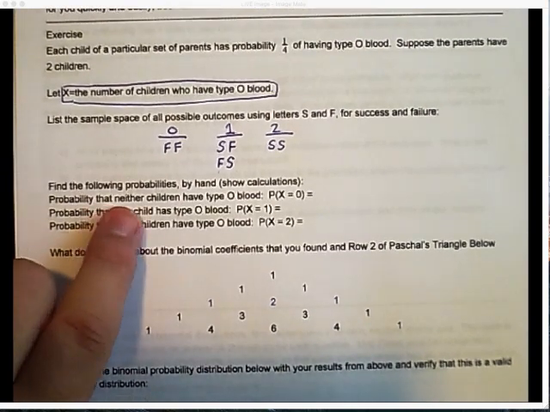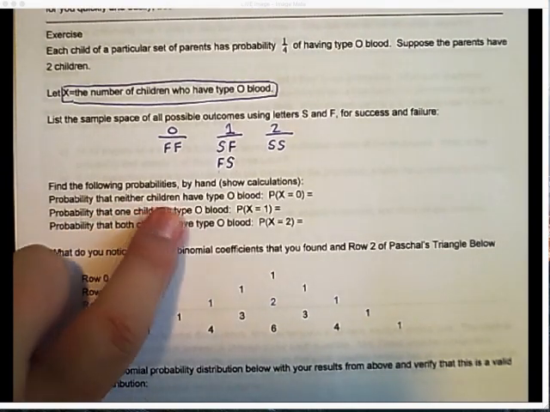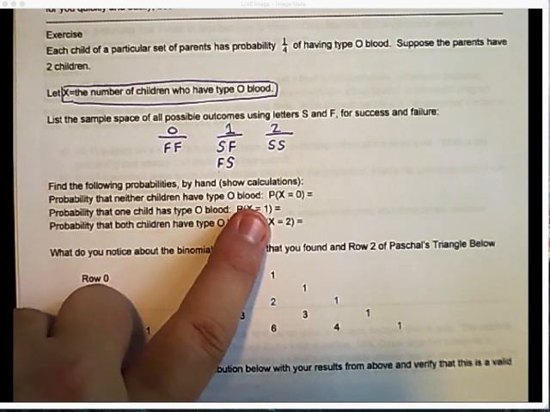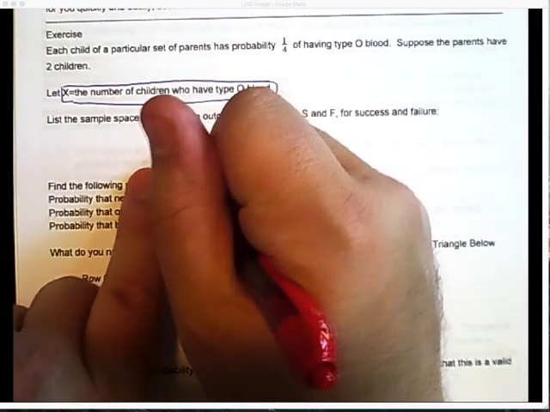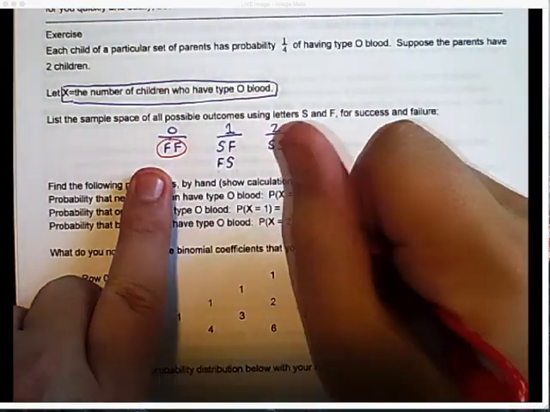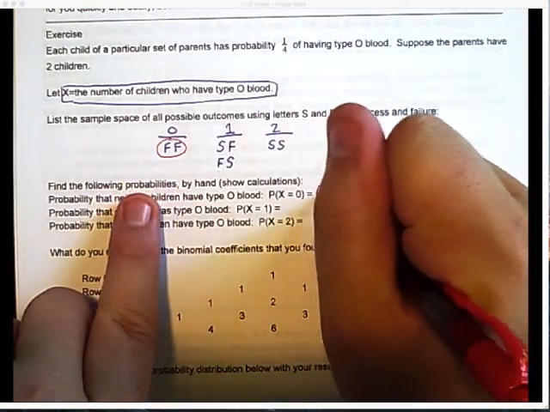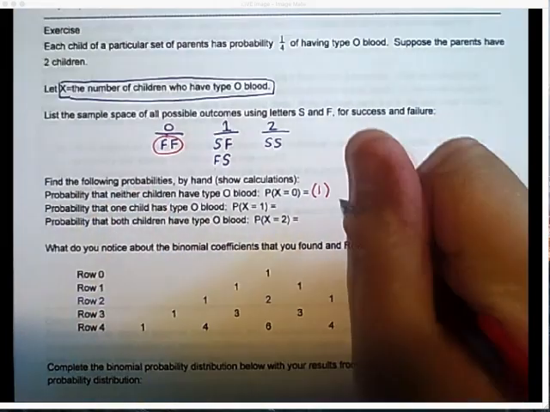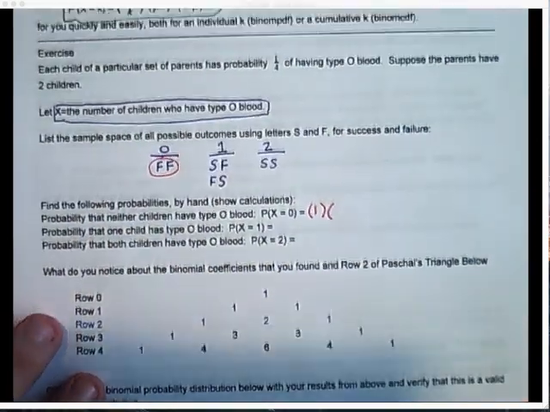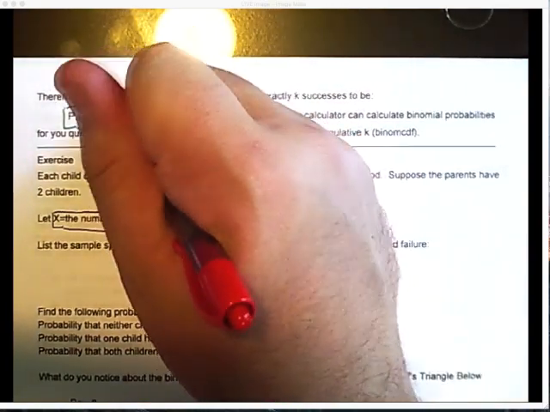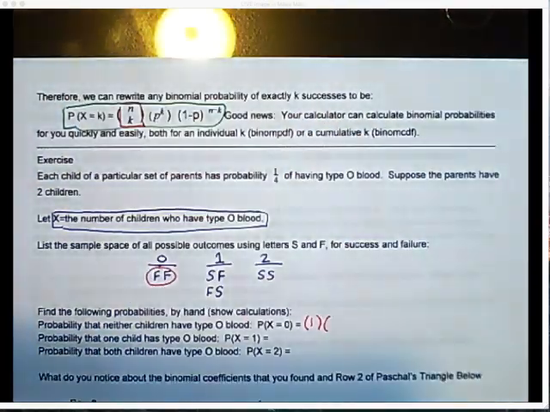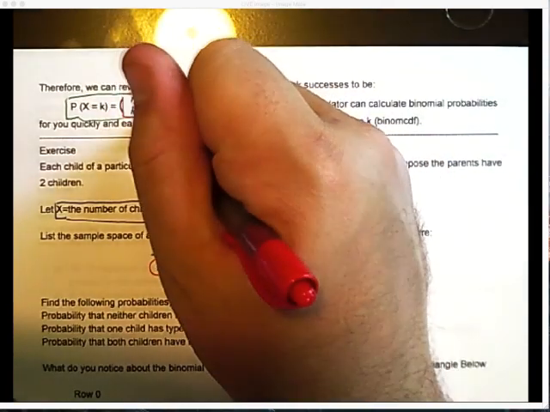So what's the probability that neither child has type O blood? Well, how many ways can we do that? There's only one way there, so we'll start by multiplying times 1. Now look up here in the formula. What this 1 is, that is this part. Now let's look at this next part.